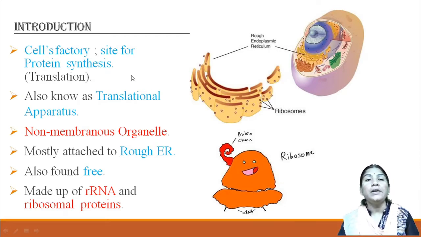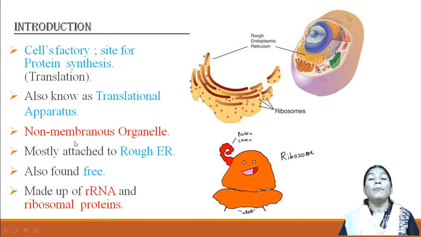They are commonly called the cell's factory because they play an important role as the site for protein synthesis, and we know that protein is an important molecule. So, ribosomes are called the cell's factory. They are the site for protein synthesis, that is the process of translation. Means ribosomes play an important role in protein synthesis through the process of translation. They are also known as translational apparatus.